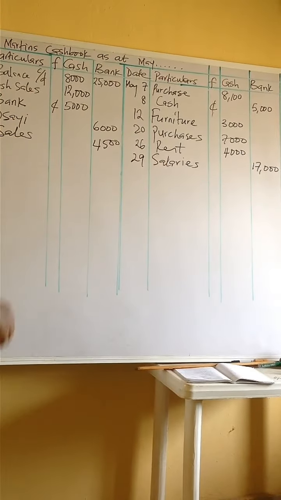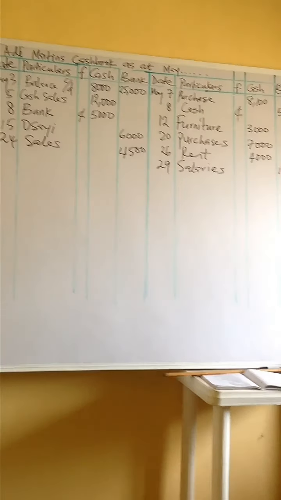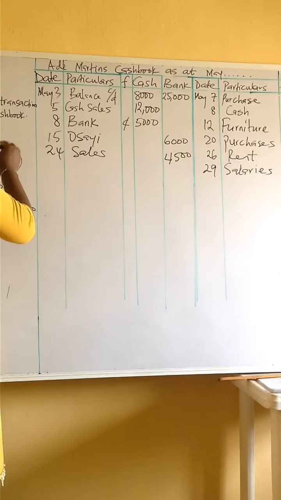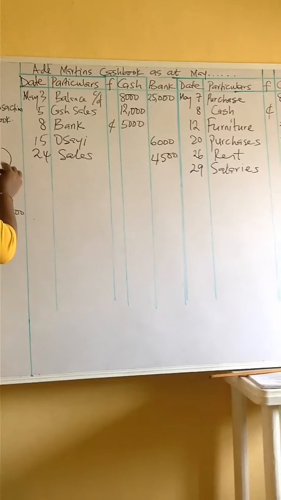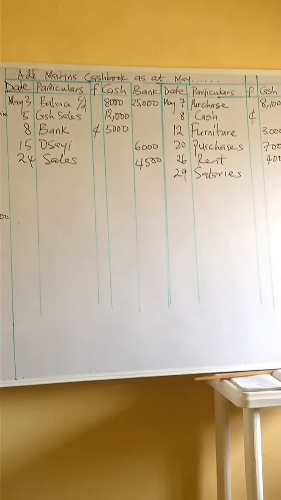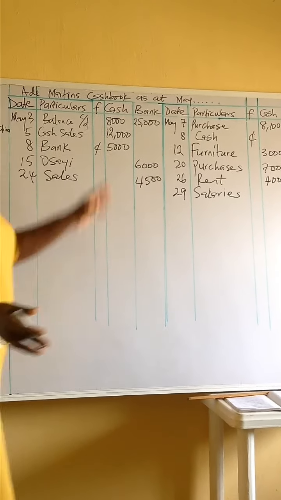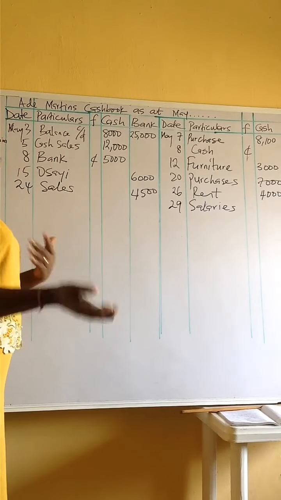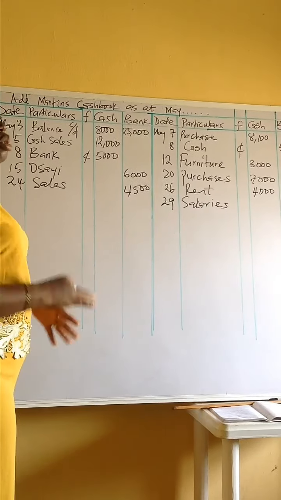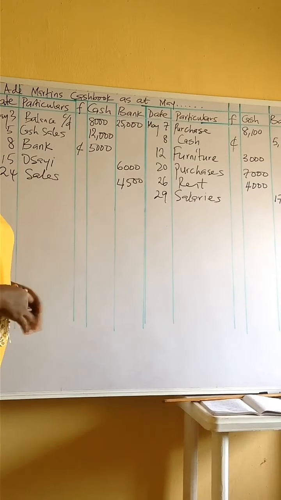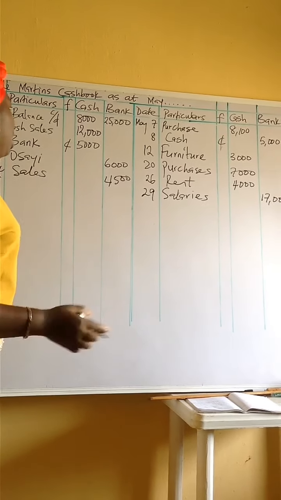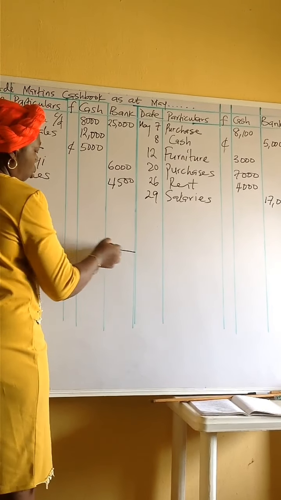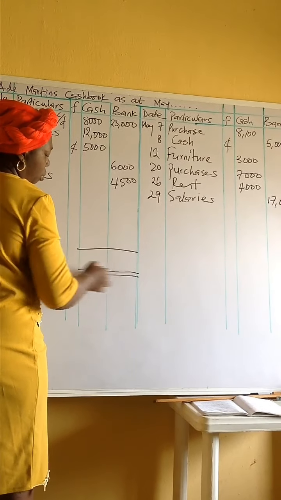So, we are done posting. We've posted these transactions into a double column cash book. Now we are going to balance the account. As usual, add both sides and see which side is smaller. Take it away from the higher side. The balance or the difference, add it to the smaller side and your account will become balanced. So we are going to do that now.